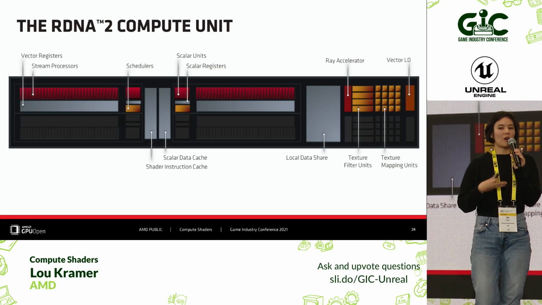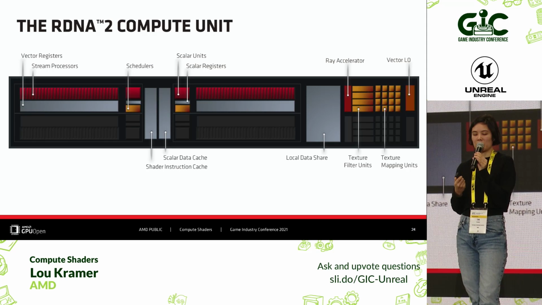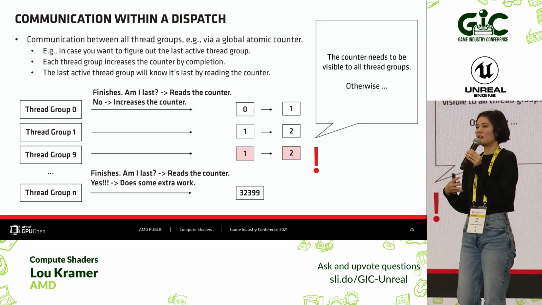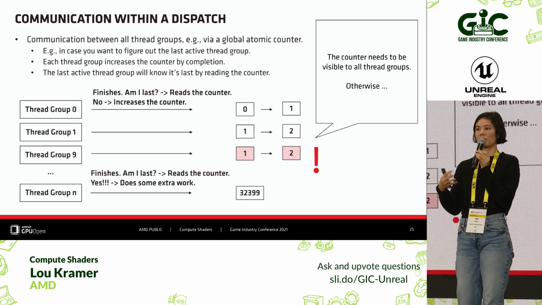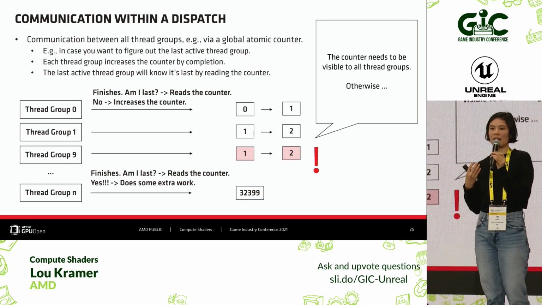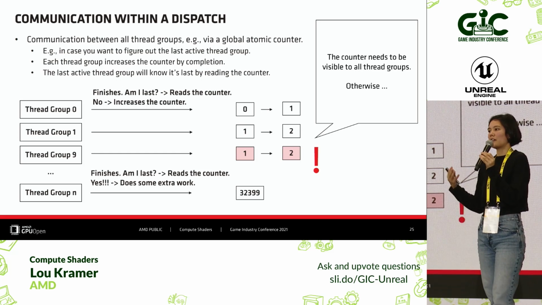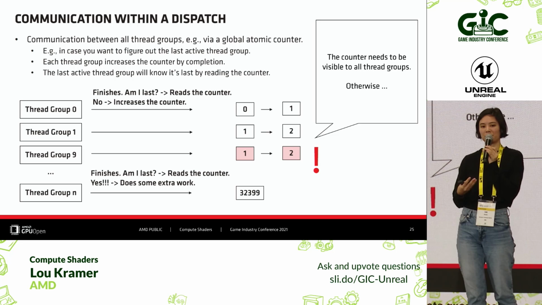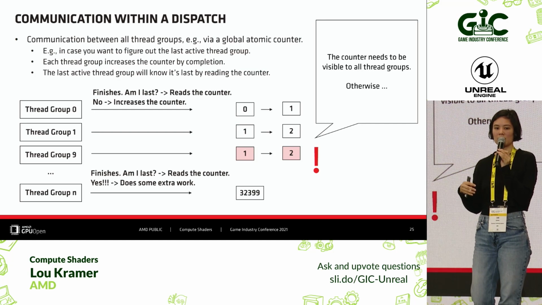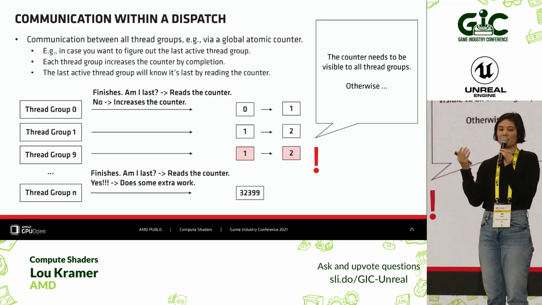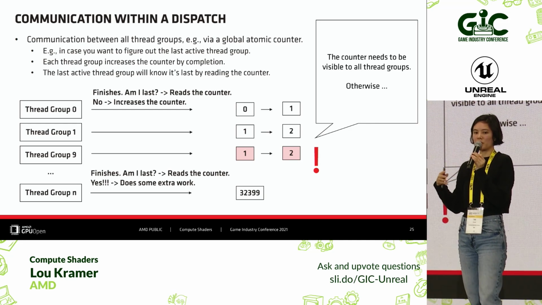So what does all this level of caches and local data share mean to you as a programmer? Well, it has an impact on when you want threads to communicate with each other and how long it takes. So let's think about a scenario where you want all your thread groups to communicate with each other. For example, you want to know who is the last active thread group, because the last active thread group needs to do some additional work. And you can figure this out, for example, by using a global atomic counter. So basically what we do is, we have this counter, and as soon as one thread group is finished with its work, it reads this counter and checks its value, and when it has not reached the number of total thread groups we are running, then it just increases the counter.